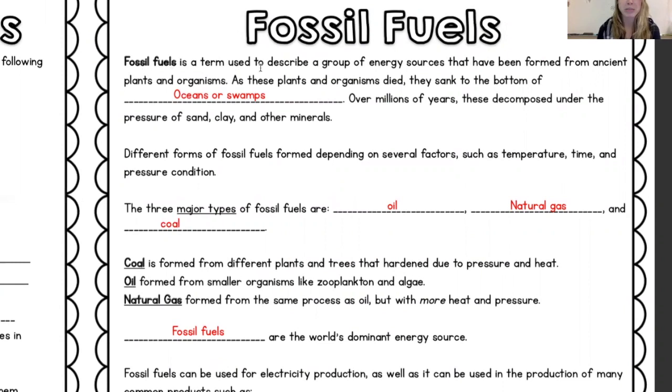Fossil fuels is a term used to describe a group of energy sources that have been formed from ancient plants and organisms. As these plants and organisms died, they sank to the bottom of, again, oceans or swamps. Over millions of years, these decomposed under the pressure of sand, clay, and other minerals. So again, these things got squished for millions of years. Different forms of fossil fuels formed depending on several factors. Again, those were temperature, time, and pressure conditions.